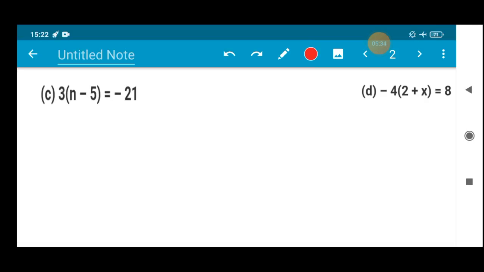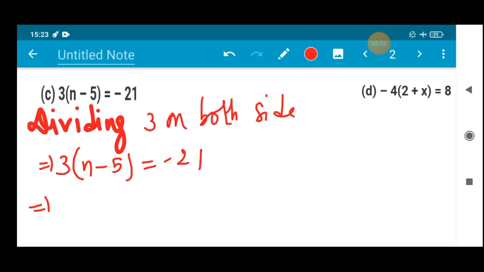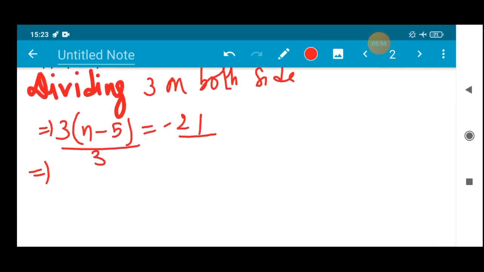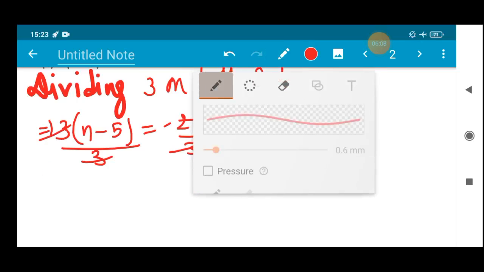3n minus 5 is equal to minus 25. So I'll be doing the first method over here, that is dividing 3 on both sides. 3 on both sides, I'll be getting 3n minus 5 is equal to 21 divided by 3, divided by 3. 3 gets cancelled out. Our main object is to remove the numbers which are attached with the variable, right? We are doing the same thing from the previous questions only.